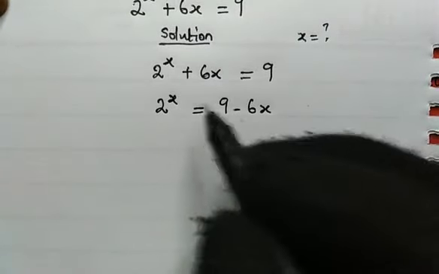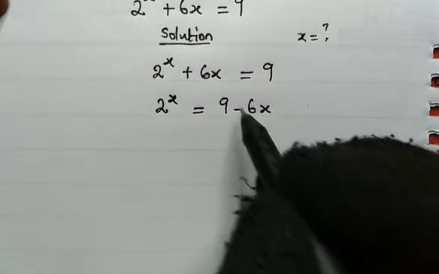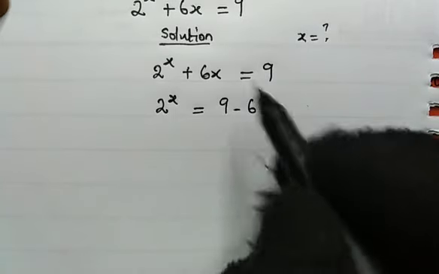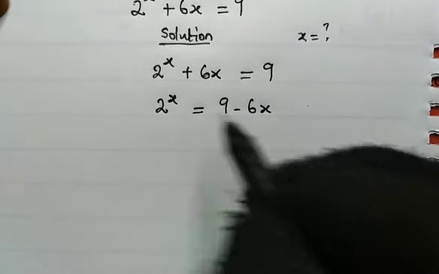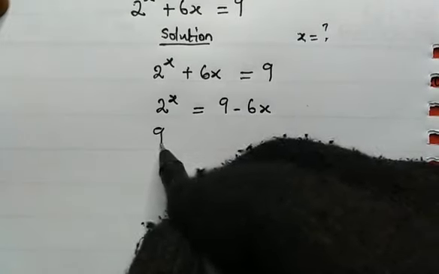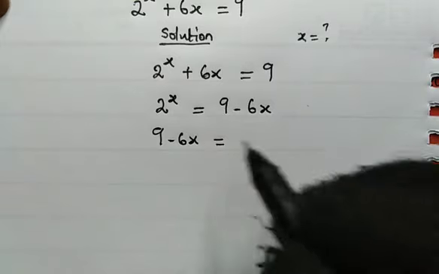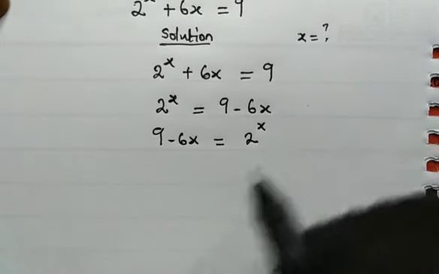So let's change the sides of this equation. We can make the right hand side the left hand side and the left hand side the right hand side, but the signs will remain the same. So we have 9 minus 6x. This will be equal to 2 to the power of x.